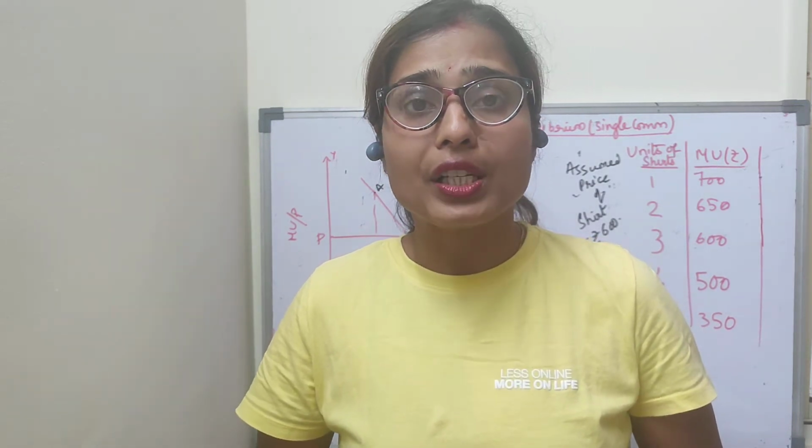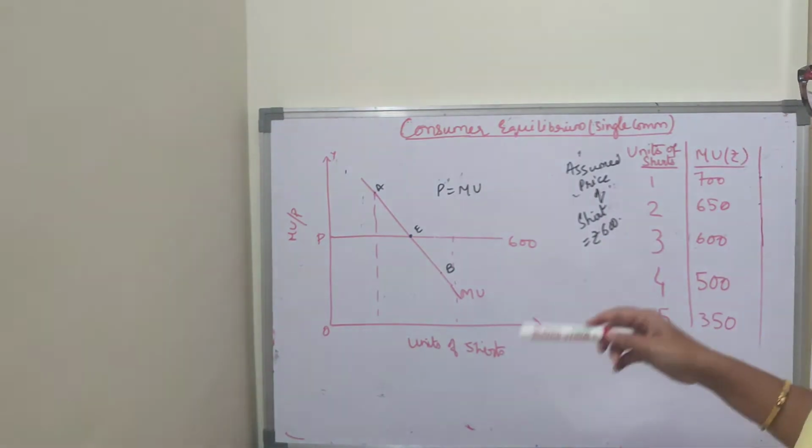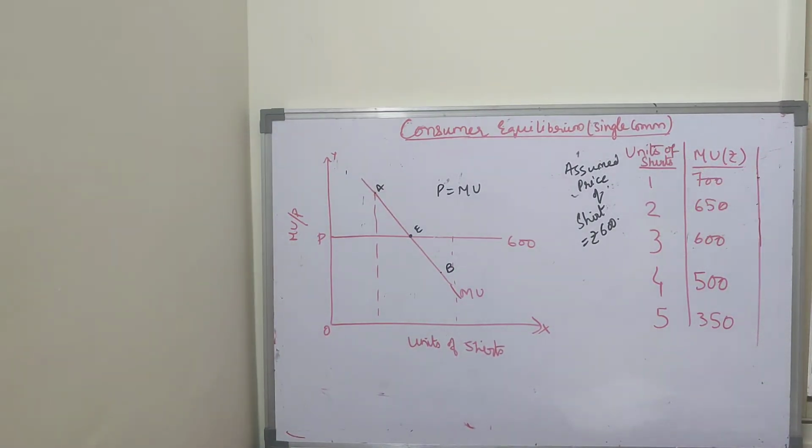Suppose I want to purchase shirts. This is the table where I have taken the units of shirts and marginal utility, where marginal utility is already converted into money. That means we are comparing marginal utility in terms of money. Now see that for the first unit, the marginal utility derived from the commodity is 700, equal to rupees 700. That means marginal utility is greater than the price paid, so the consumer will like to purchase the first unit of shirt. Here marginal utility is greater than the price.